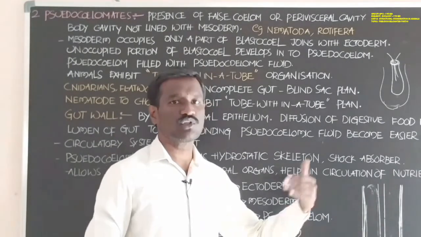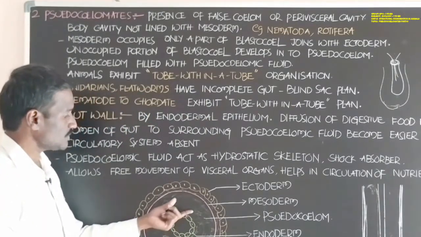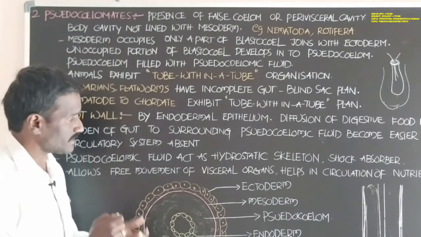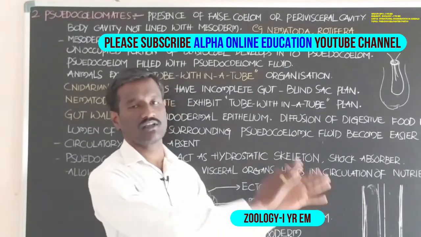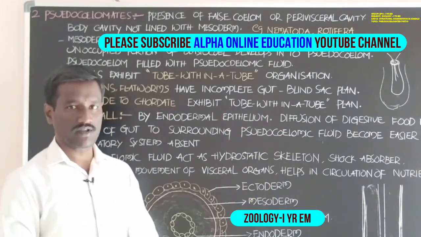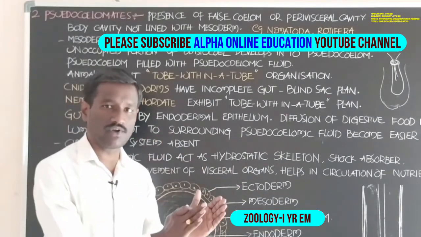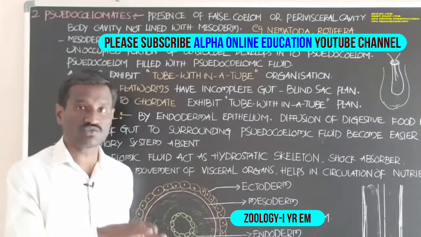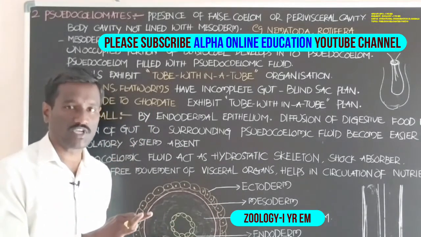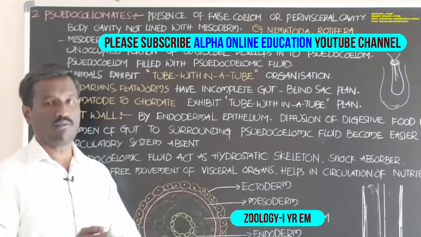These organs move freely due to the presence of the pseudocoelomic fluid, and at the same time the pseudocoelomic fluid helps in the circulation of the food particles and nutrients. The pseudocoelomic fluid also stores the nitrogenous waste products produced by body cells.